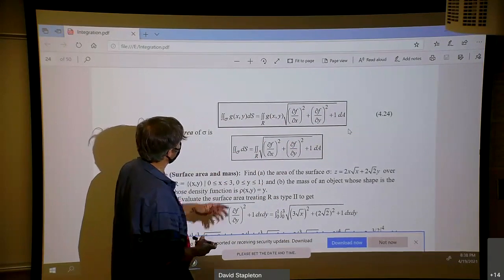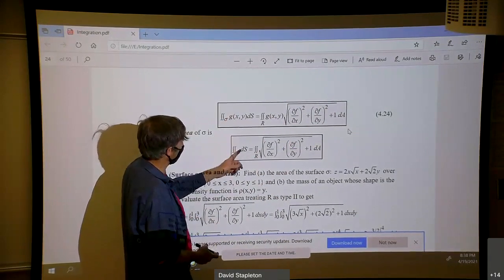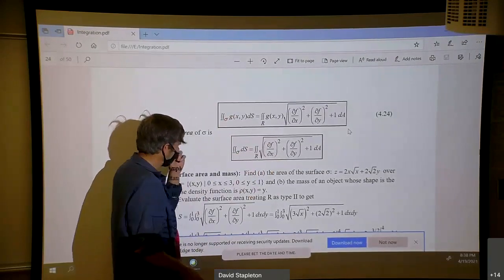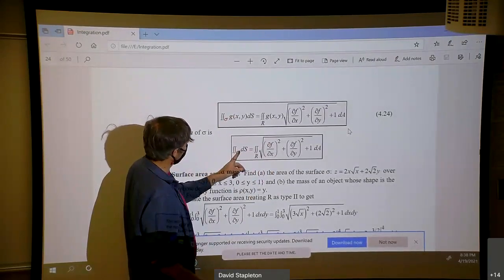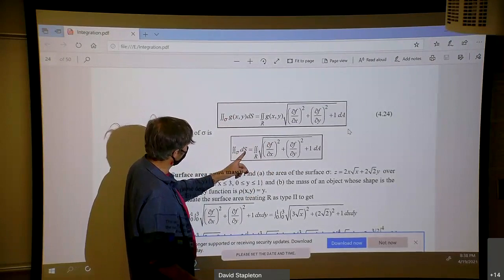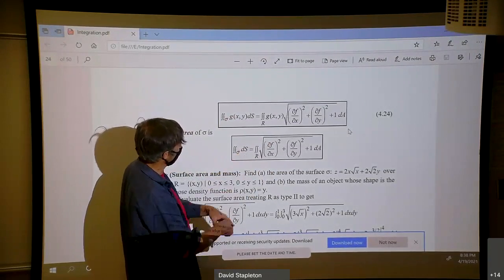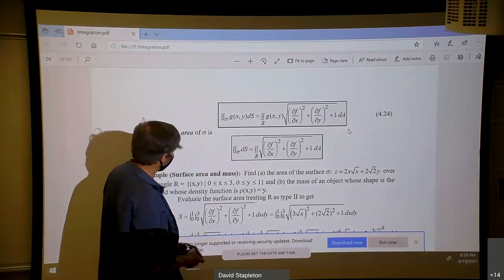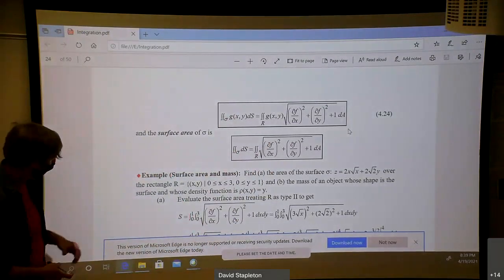There's a special case: if you put the integrand g equals 1, we'll call that the area of the surface. Just like the double integral dA is the area of the plane region, the double integral ds is the area of the surface, and the triple integral dV is the volume. Integrate one to get surface area, a special case.